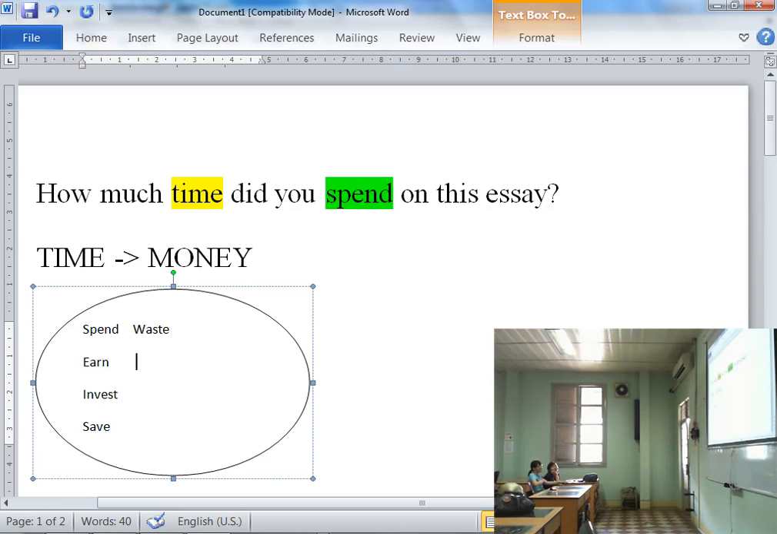What else? Borrow. Lend. Just keep thinking about that. Now, how many language expressions about time can you make using these concepts in the time domain? Yeah, it saves us a lot of time. I need to spend 2 hours on this assignment. What else? Yeah, you waste a lot of my time.